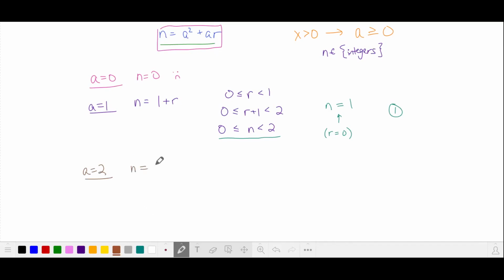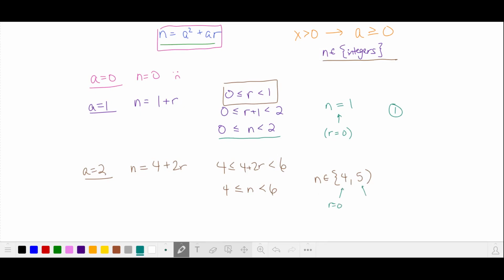Substituting, we have n is equal to 4 plus 2r. If we again start with r between 0 and 1, and multiply this through by 2 and add 4, we get that n is between 4 and 6. And again, n is an integer, so we're looking for all the integers in this interval. That's 4 and 5. This occurs when r is equal to 0, and we get 5 when r is equal to a half. So we have two more valid solutions here for n.